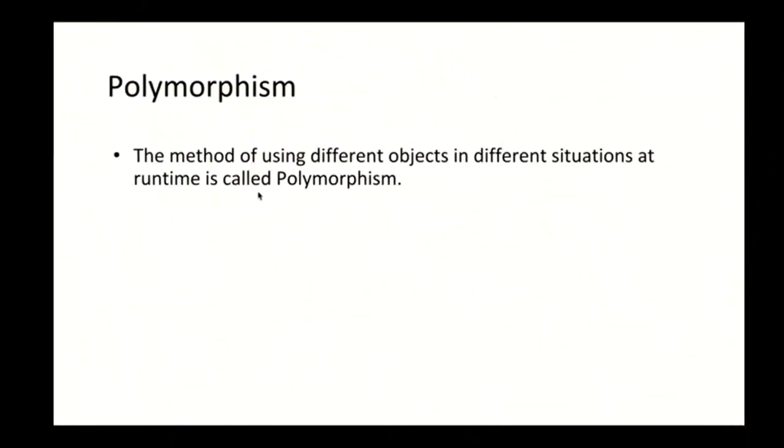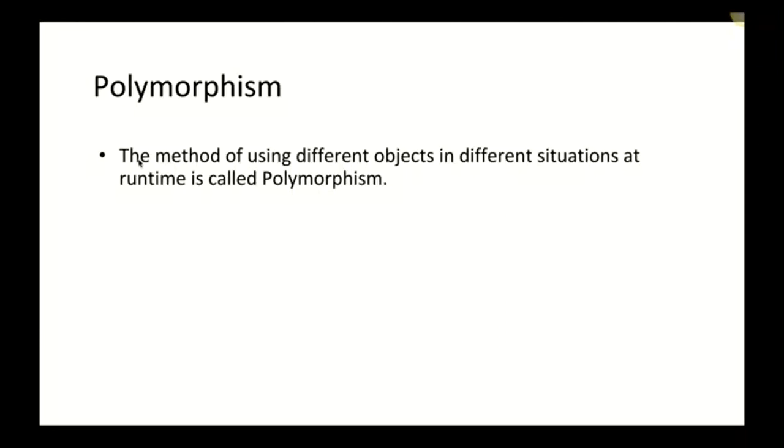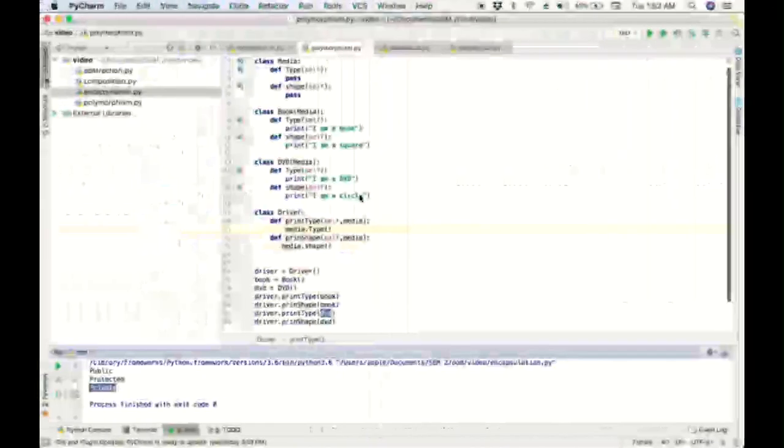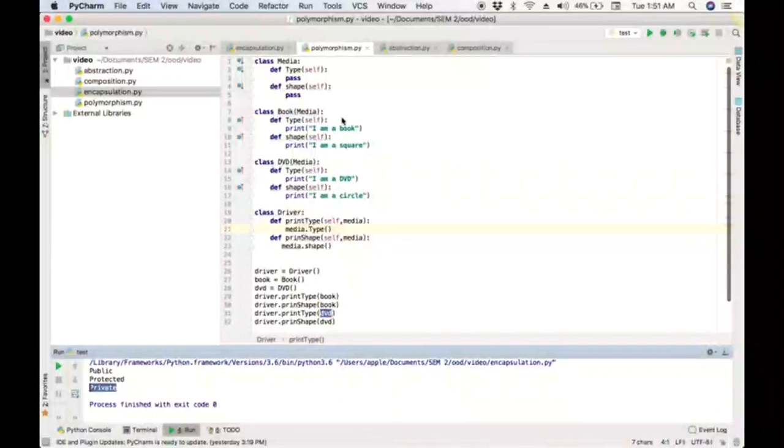Now let us move into another object-oriented principle called polymorphism. Polymorphism is a method of using different objects in different situations at runtime. Let's see what this actually means by looking into code. Here, as you can see, there is a media class which does not have any implementation of the methods type and shape. And here we have classes book and DVD that have inherited from media, and they are overriding these two methods with their own implementation.